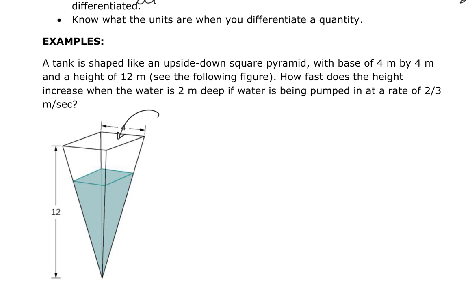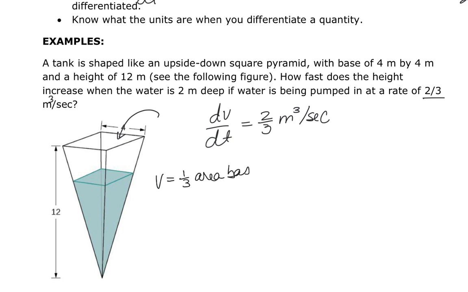Now, the water is being pumped in at 2/3 of a meter cubed per second. This is the dV/dt because the units tell me that it is volume units with respect to time. So this is 2/3 of a meter cubed per second. I also need the volume of a pyramid. The volume of a pyramid is 1/3 the area of the base multiplied by the height.